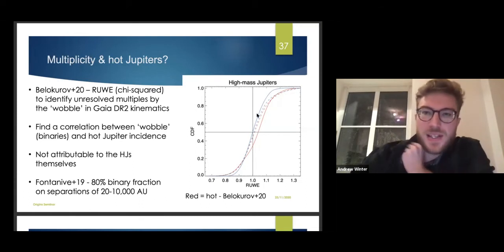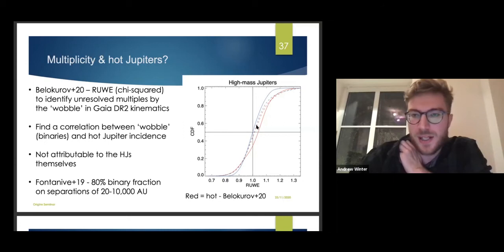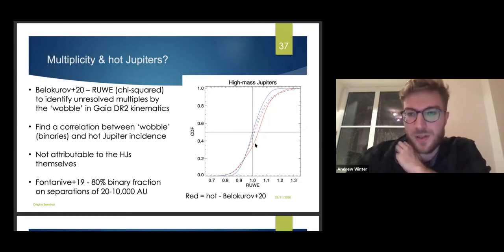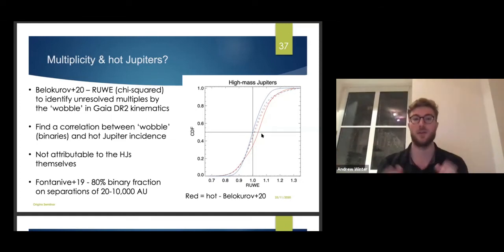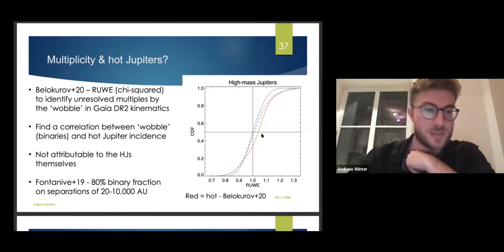And they've applied this to Jupiter hosts. You can see the blue line is regular Jupiter hosts, and the red line is for hot Jupiter hosts. And you can see there's an excess in the chi squared, which indicates a higher binary fraction. And this isn't attributable to the hot Jupiters themselves.